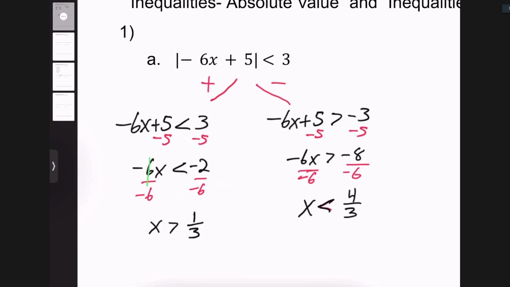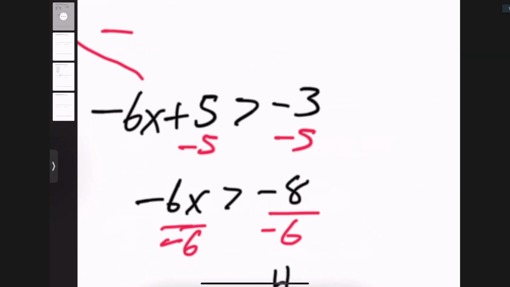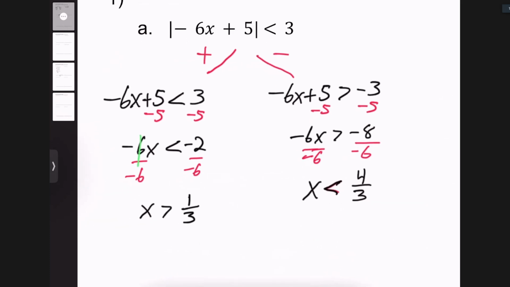So this one, again, the main goal is to get the absolute value by itself. Split it up. You got positive and negative. Now whenever you have a negative side, you need to switch the inequality. You switch the inequality, the alligator symbol, every single time that you are multiplying by a negative number or dividing by a negative number. That is when you are switching sides.